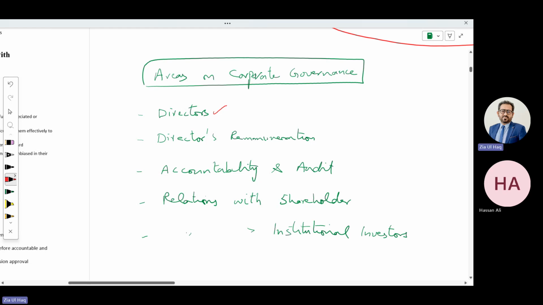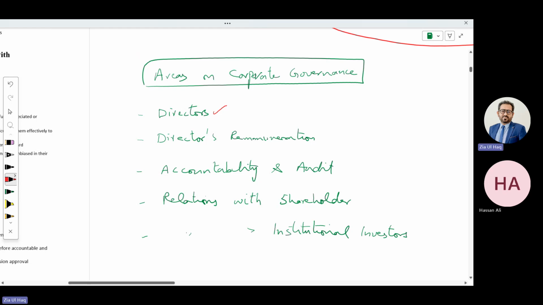There should be 4 types of committees of directors. Newly appointed directors must have induction training. There should be CPD arrangements for refreshing the knowledge of the directors. And board structure could be of 2 types, single tier or 2 tier. Even with single tier or 2 tier, no individual or group of individuals should have dominance in the company. So relating to directors, this is what we have covered so far.